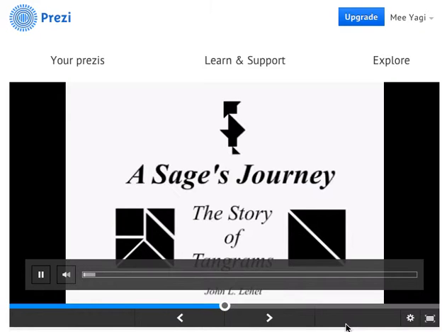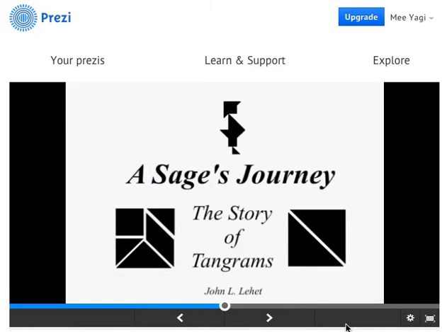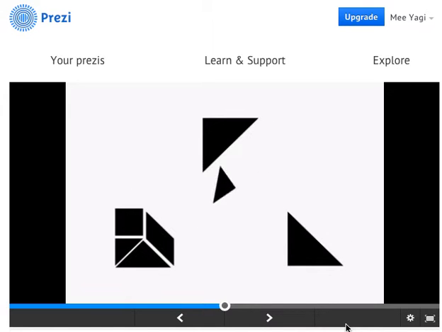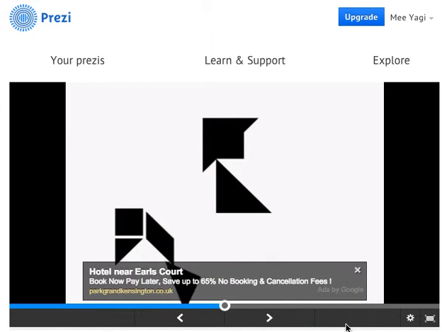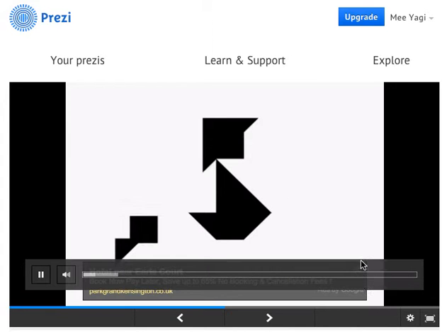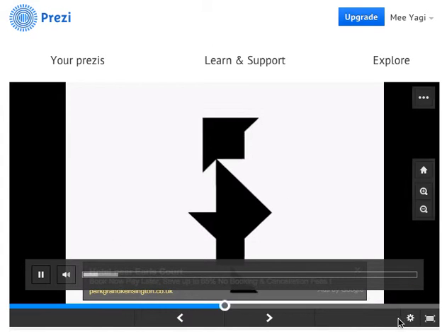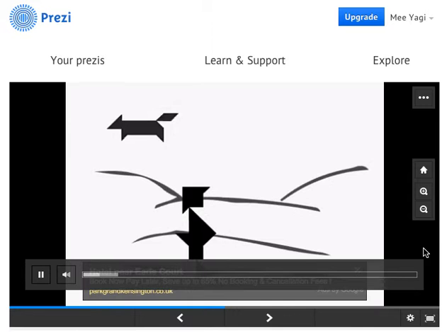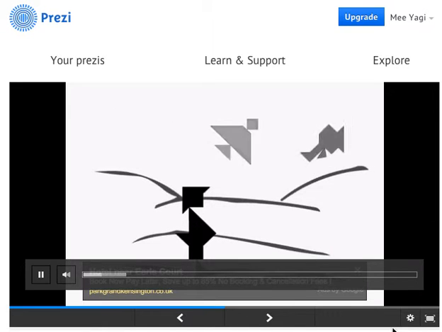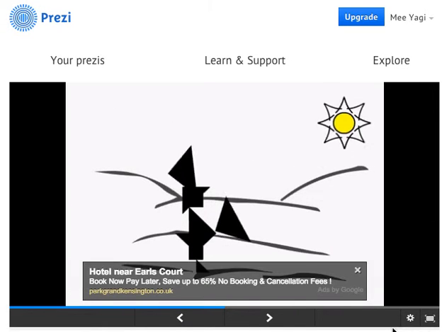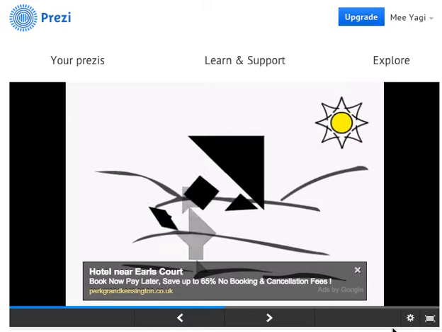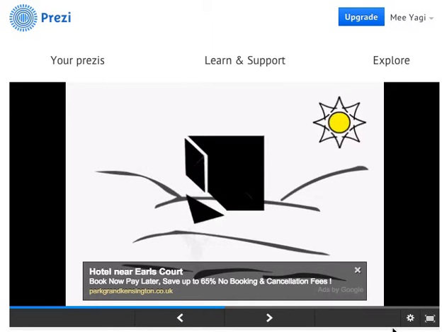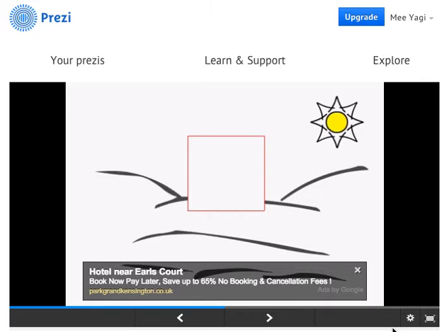A Sage's Journey, the story of tangrams. A long, long time ago, in a faraway land, there lived a sage. A sage is a very wise man, and this sage was amongst the wisest. He had the cunning of a fox, the wisdom of an owl, and the memory of an elephant. Because of this, the king asked the sage to perform a most difficult and challenging task. He asked the sage to safely transport a pane of glass to the royal palace.